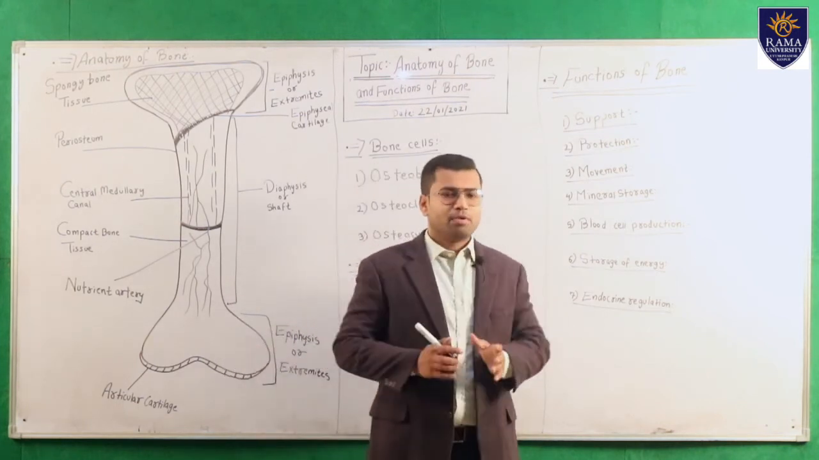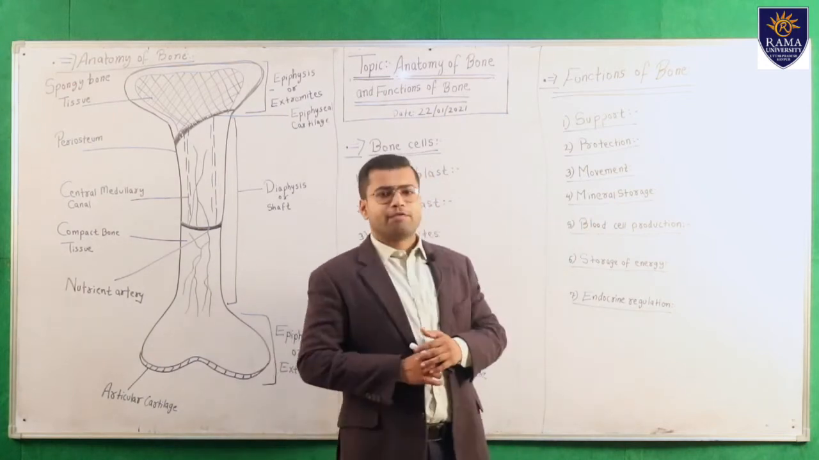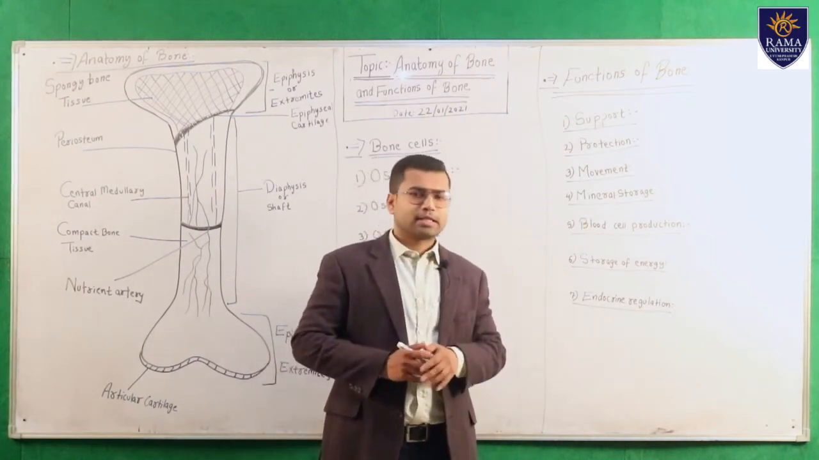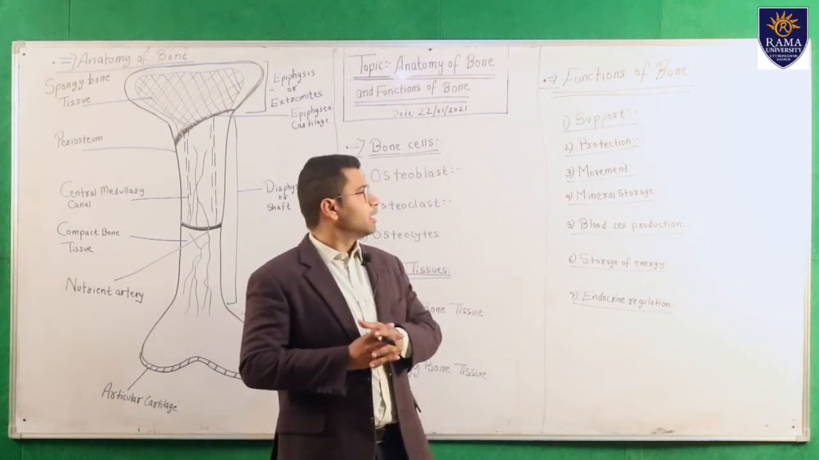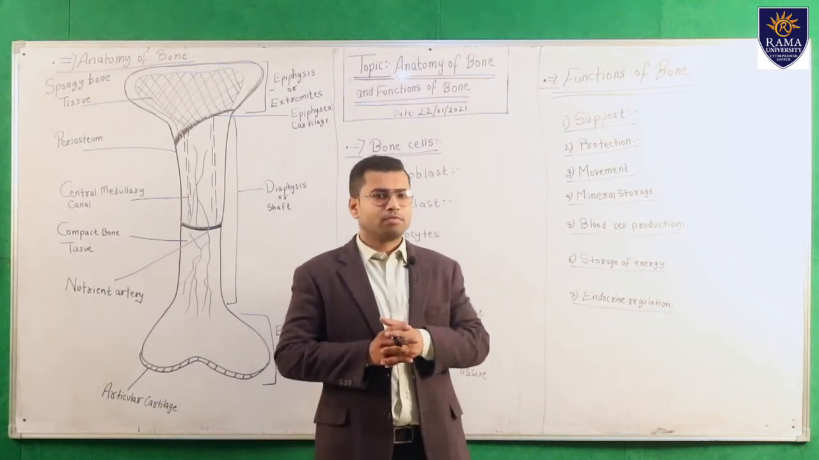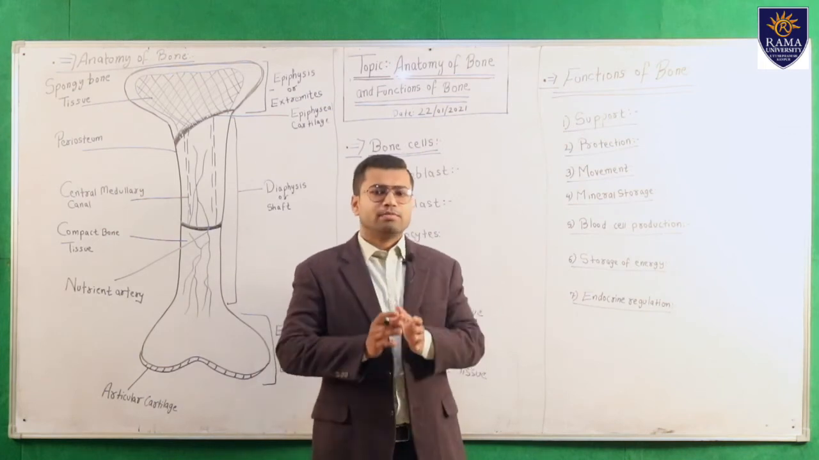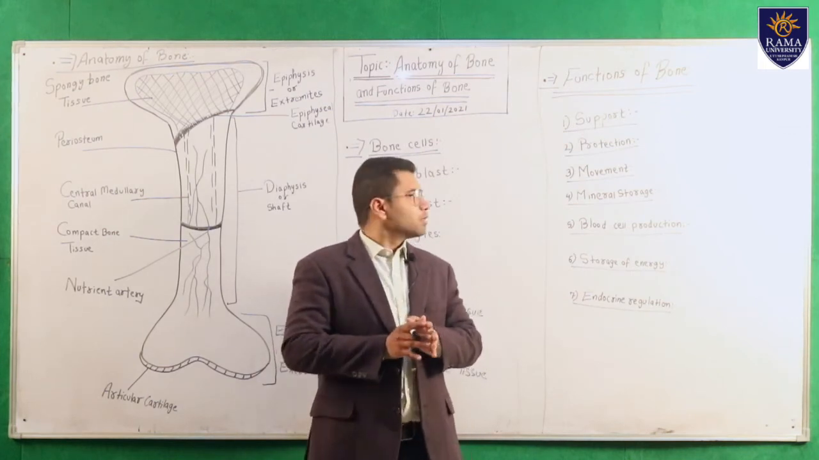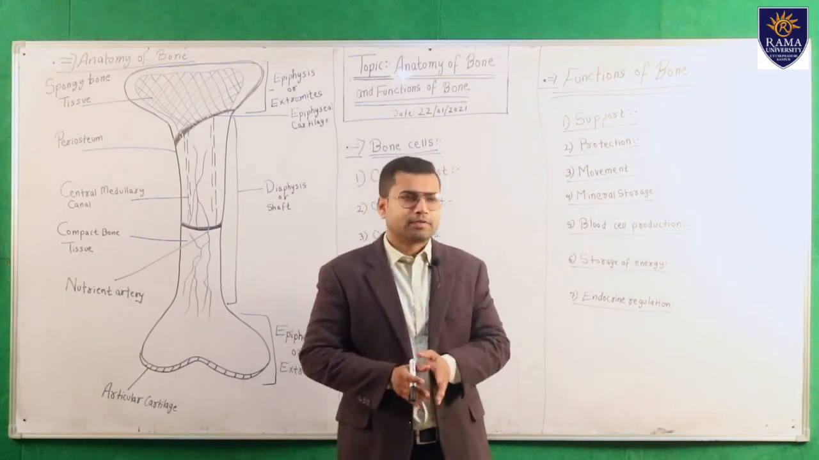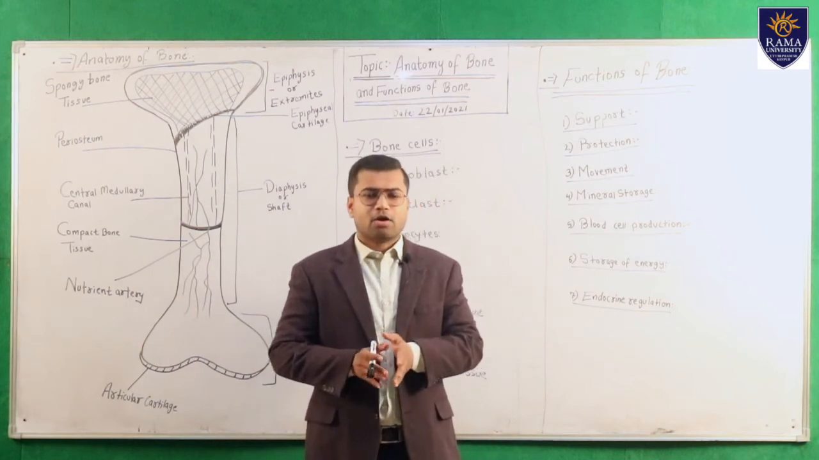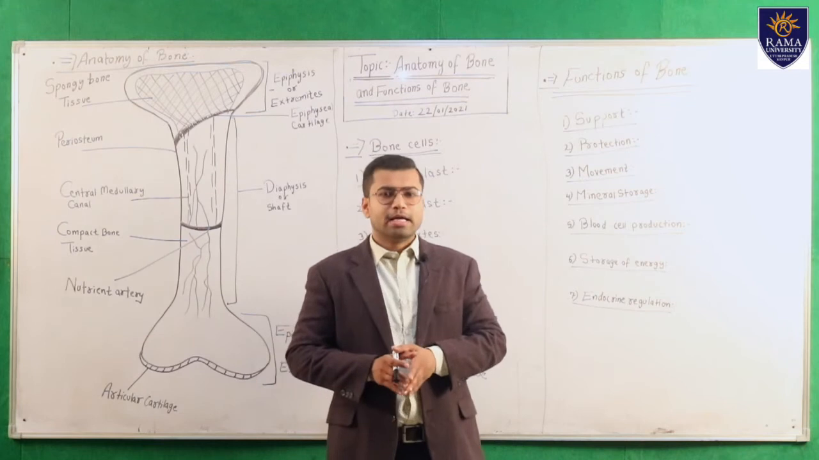The first function is support. How? The bone provides the framework for attachment, for example the attachment between the muscle and the bone. This framework is formed through the bone only. Next is protection. Protection means to protect. The bone helps in protecting the internal organs. For example, our lungs and heart are protected by the ribs.